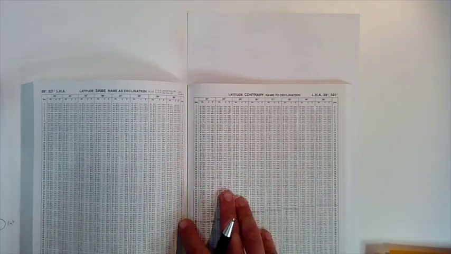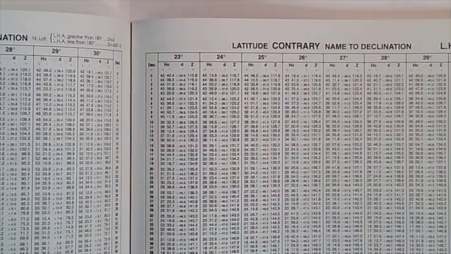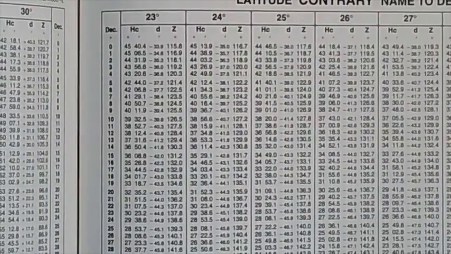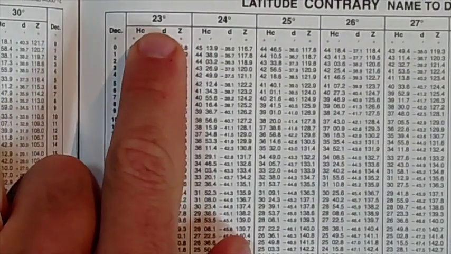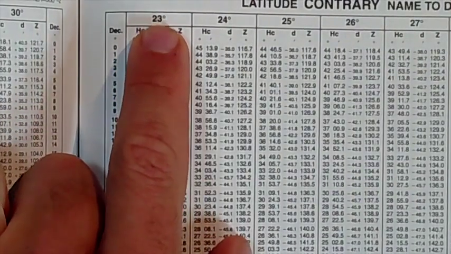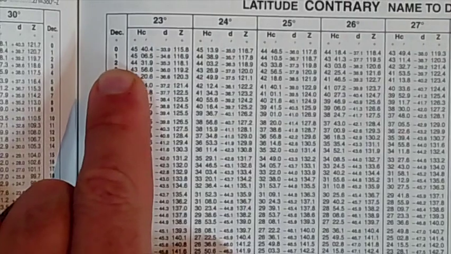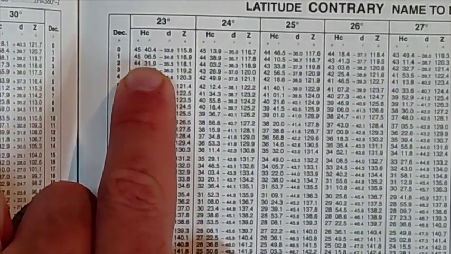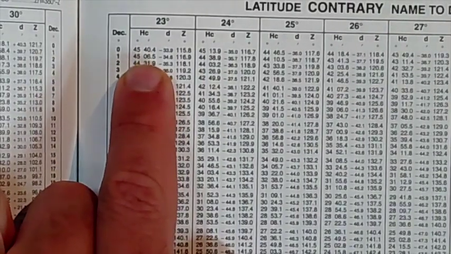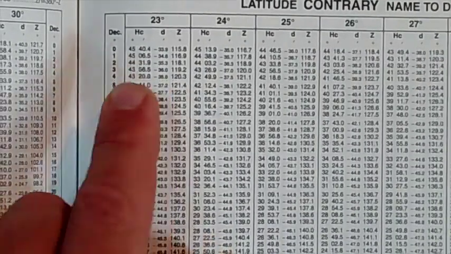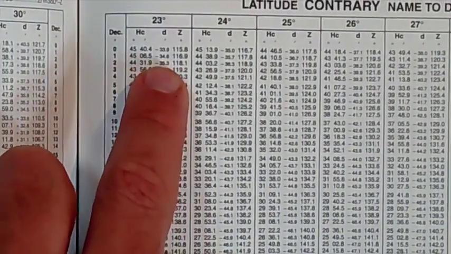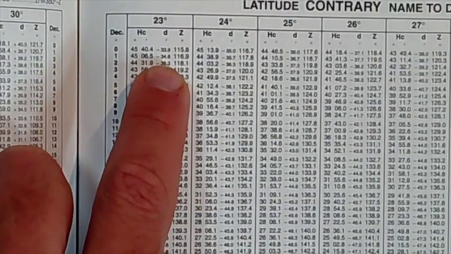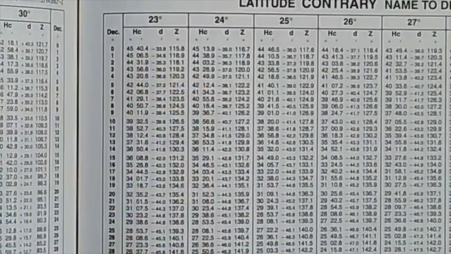I know this is tricky to see on camera, so we'll zoom in as much as we can. My latitude is 23. My LHA is 321. You'll have to trust me on that. My declination is 1. So my height computed is 45 degrees 06.5. My little d number is negative 34.6. And my Z is 116.9.